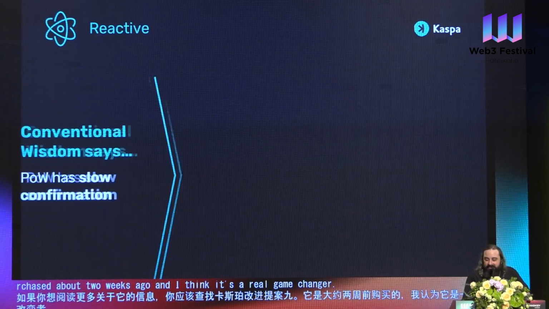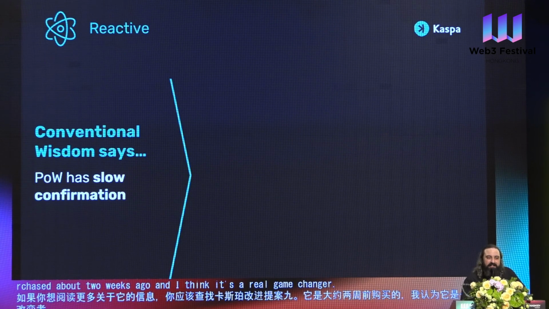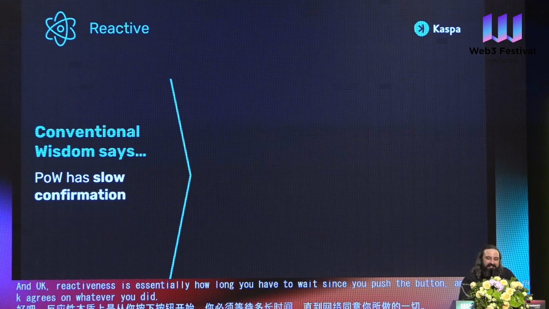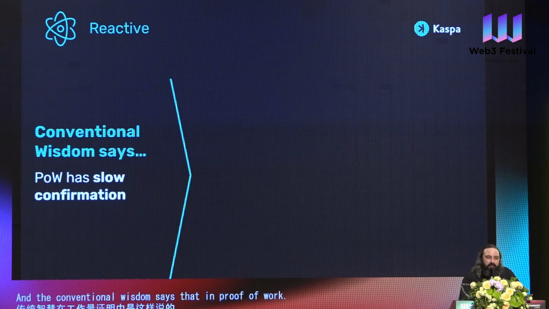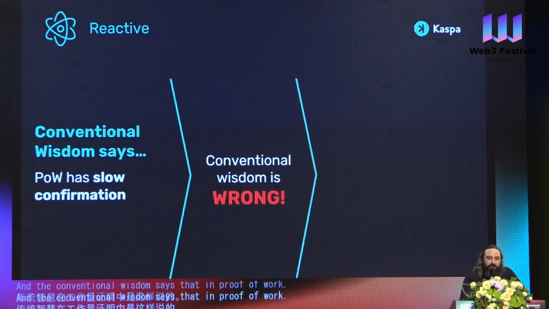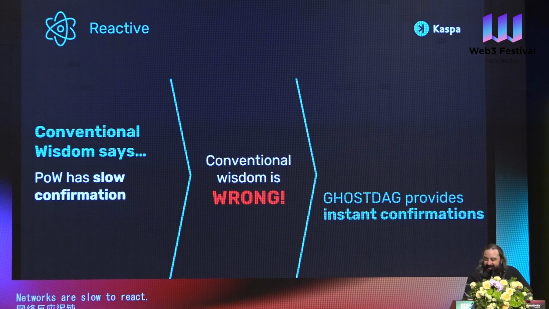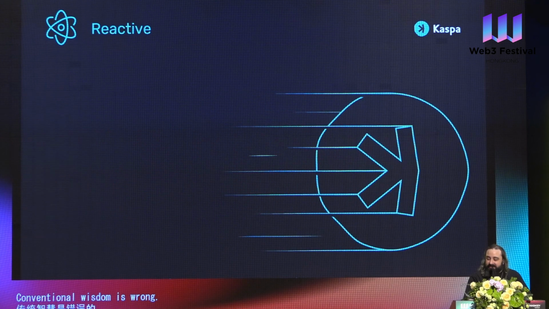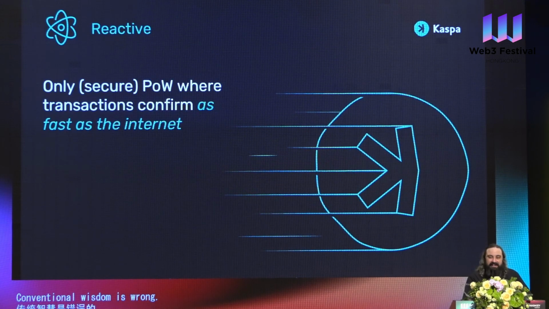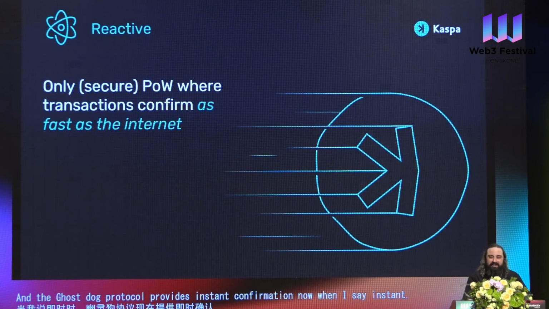Okay, reactiveness is essentially how long you have to wait since you push the button and until the network agrees on whatever you did. And the conventional wisdom says that in proof of work, you don't have good reaction time, that proof of work networks are slow to react. Conventional wisdom is wrong. The GHOSTDAG protocol provides instant confirmation. Now, when I say instant, I mean as fast as the internet, because you can never be faster than that.